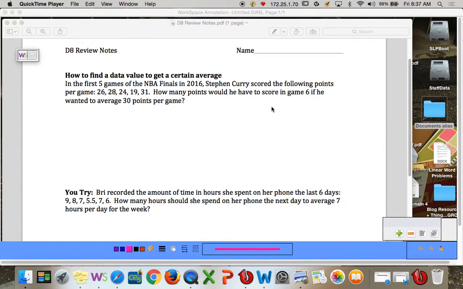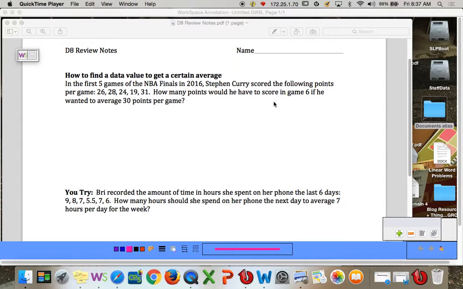In this podcast, we are going to learn how you can find a data value to get a certain average. So we'll look at two examples. The first one: in the first 5 games of the NBA Finals in 2016, Stephen Curry scored the following points per game: 26, 28, 29, 19, and 31. How many points would he have to score in Game 6 if he wanted to average 30 points a game?